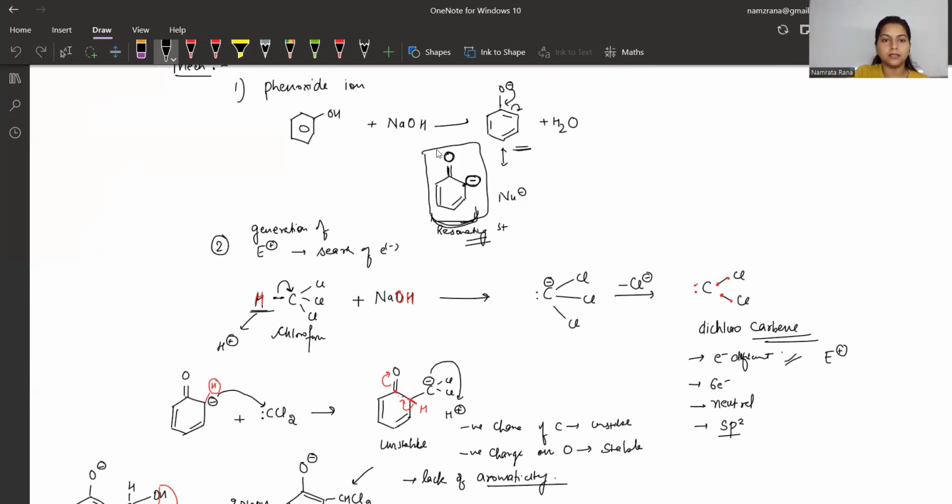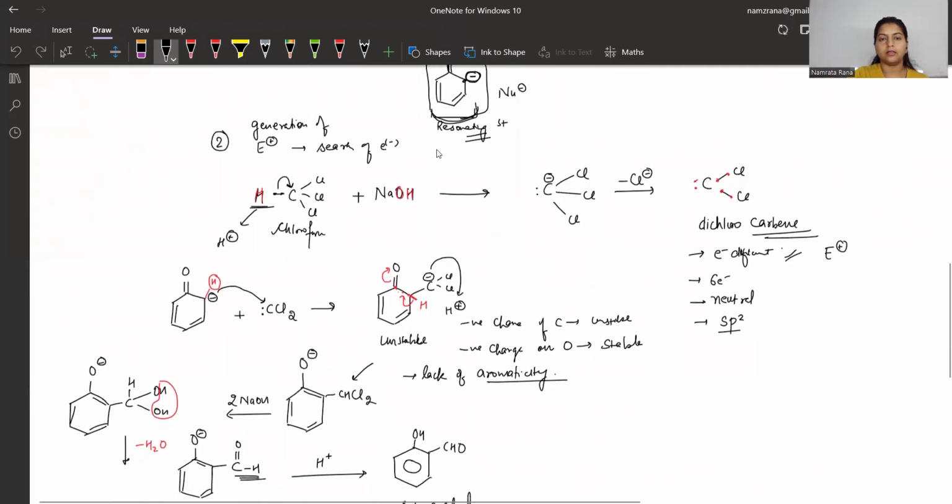Then the next step is the generation of an electrophile. How is the electrophile formed? By reaction of chloroform with aqueous alkali, which is NaOH in this case. As soon as this carbene is formed, everybody knows that carbene is electron deficient because it has 6 electrons. It is a neutral species and the carbon is sp2 hybridized. This carbon is sp2 hybridized.